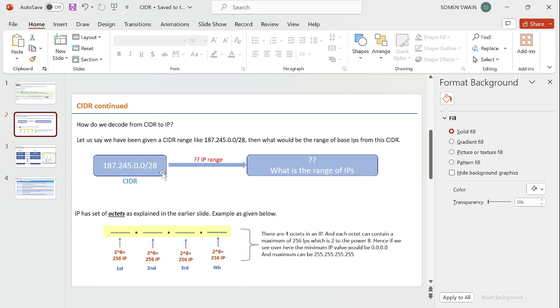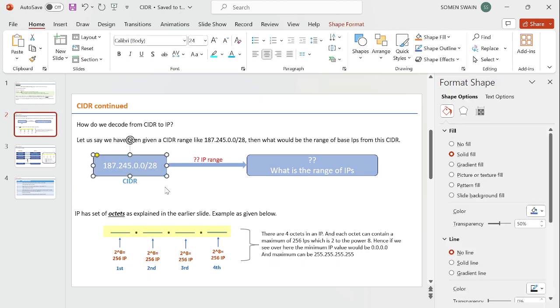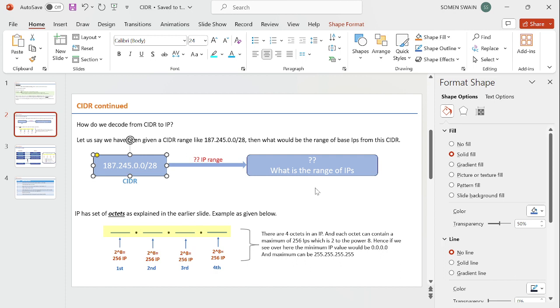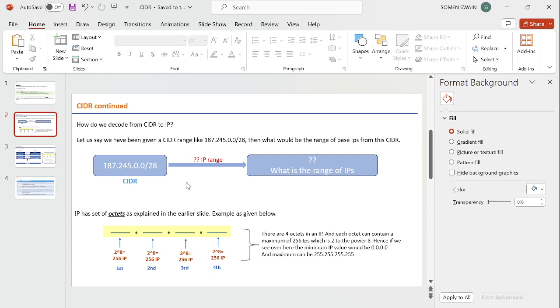Now this is a very important slide. CIDR notations are always given in the format shown in this box, and there is always a question: if this one is given, then what will be the set of IP ranges? And your IP range is something which is internally evaluated through an algorithm. So over here, if 187.245.0.0/28 is your CIDR notation, then what will be the IP range corresponding to it?